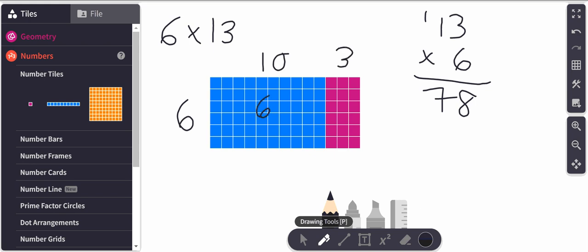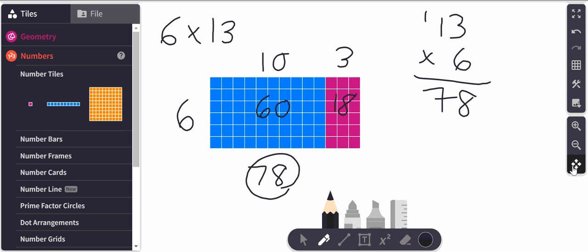6 times 10 is 60. 6 times 3 is 18. So together, this is going to be 78. I can also look at this in an area model, right? Because this is essentially the area of a rectangle, and it's 2 rectangles put together. So I can think about it in terms of area if I want to as well.